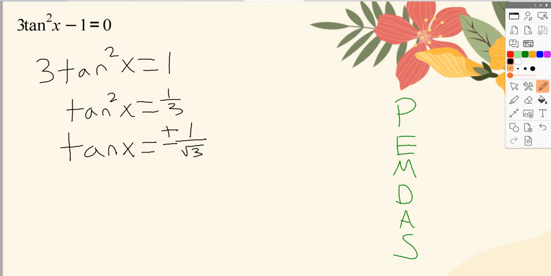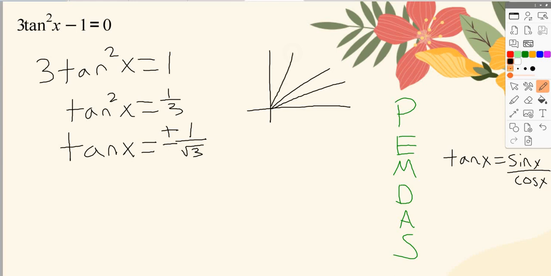Okay. Now, is tangent on our unit circle? No. But what do we know about tangent? Sine over cosine. Correct. Our sine and cosine are on our unit circle. So remember, we want to look at our first quadrant first. Yes? So let's think about our ordered pairs in our first quadrant.